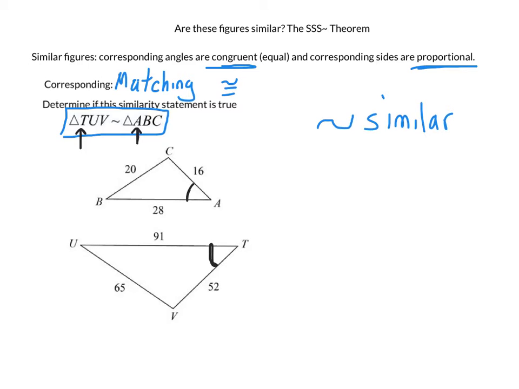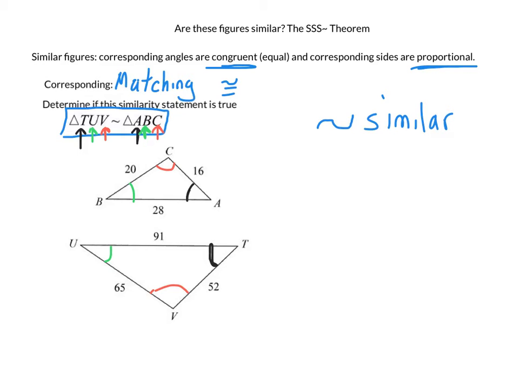Just because this is our first problem together, let's look at the other corresponding parts. Angle U, which is the second letter, would match up with the second letter, which is B. So U would correspond with B, which means if they're similar, those two angles will be congruent or equal to each other. And then finally, we have the third letter in each of those. V would correspond or match up to C, so V and C. So if we do find out that these are proportional or similar figures, those angles are going to be congruent to each other as well.